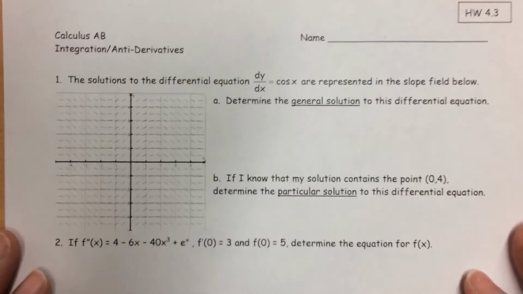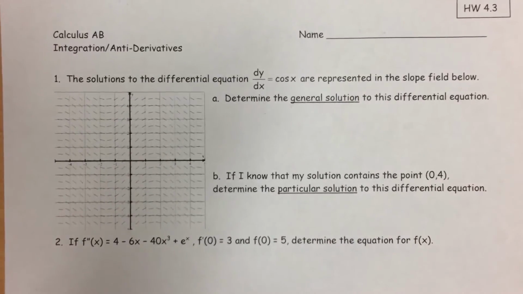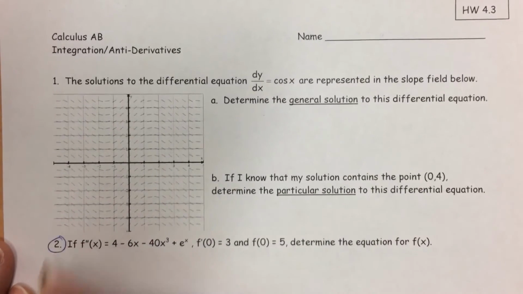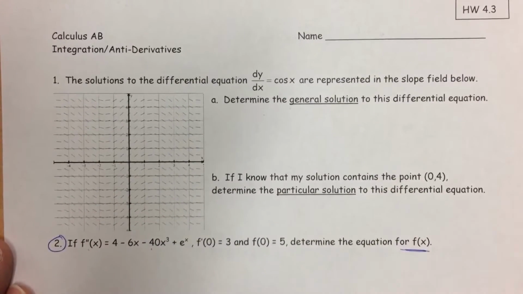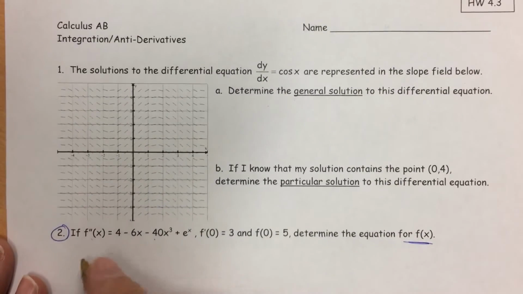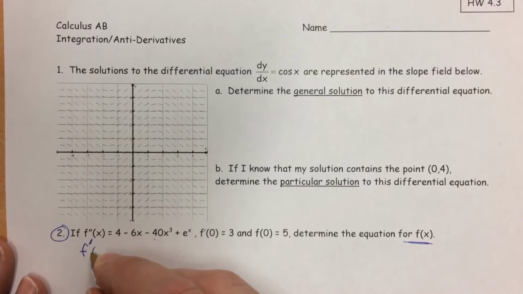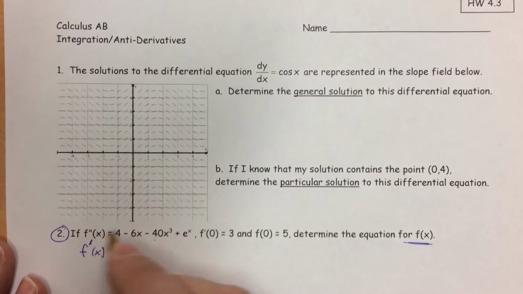All right, on homework 4.3, we're dealing with differential equations. The first one I'm going to do is number 2. It gives you the second derivative and asks you for the original function. So, to figure out what the original function was, we first need to find what the first derivative was, and the way we find that is by doing the integral of the second derivative.